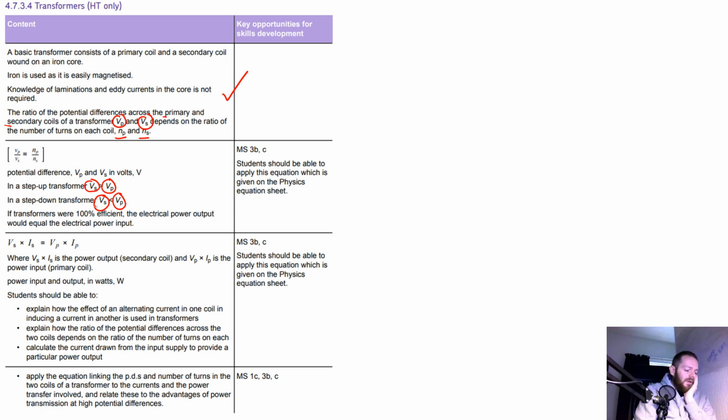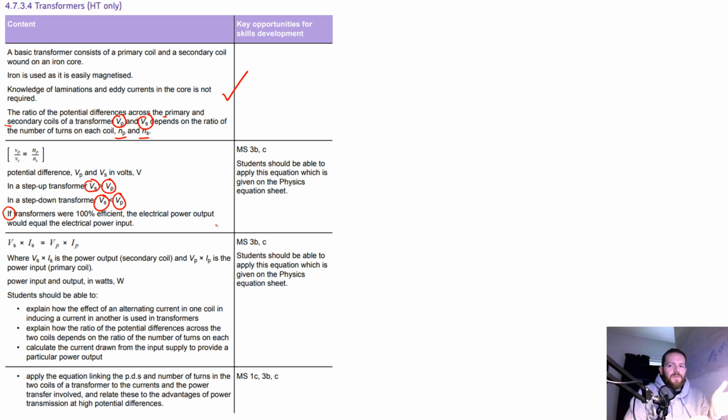If transformers were 100% efficient, the electrical power output would equal the electrical power input. You get this quite frequently in physics questions. An easier example to understand would be in the forces topic where they say, assume there's no friction. Well, in real life there is friction, but if we're calculating energy and you've got to add friction into it as well, all the equations are less accurate because you've got to account for a bit of energy loss.